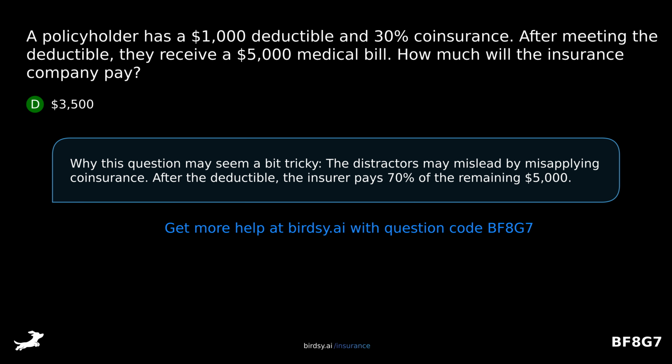The distractors may mislead by misapplying coinsurance. After the deductible, the insurer pays 70% of the remaining $5,000.